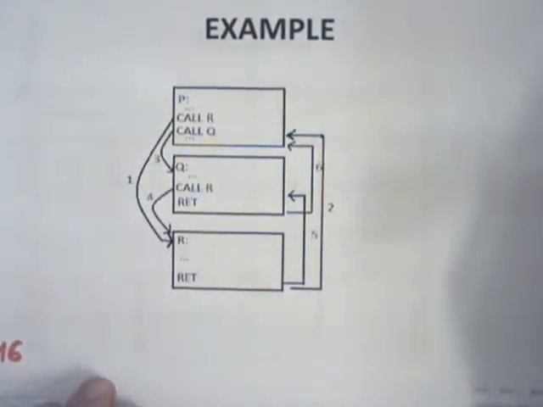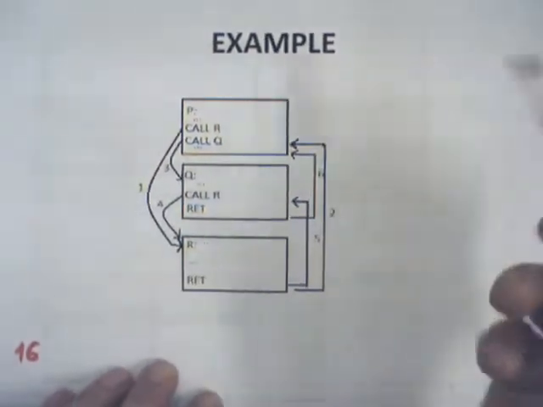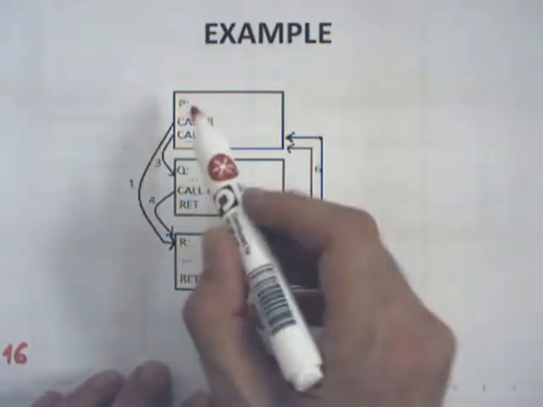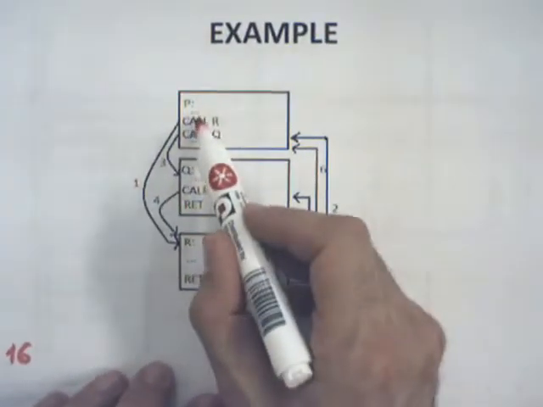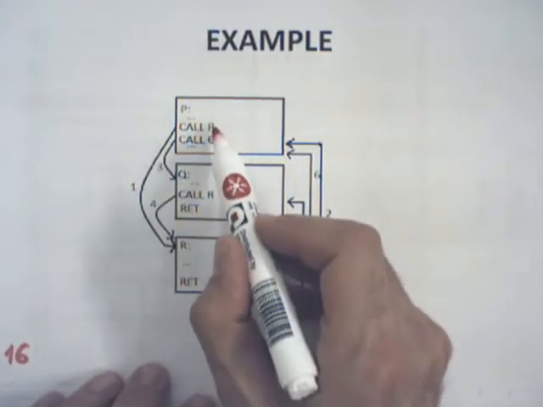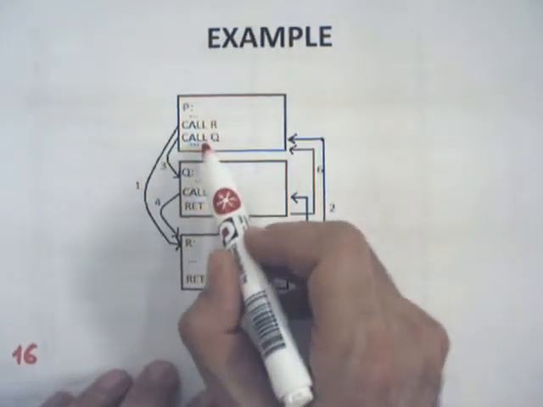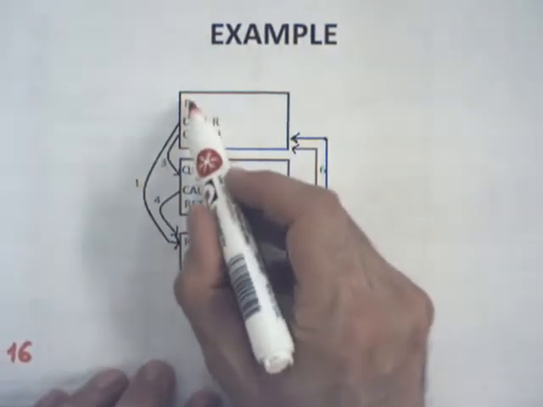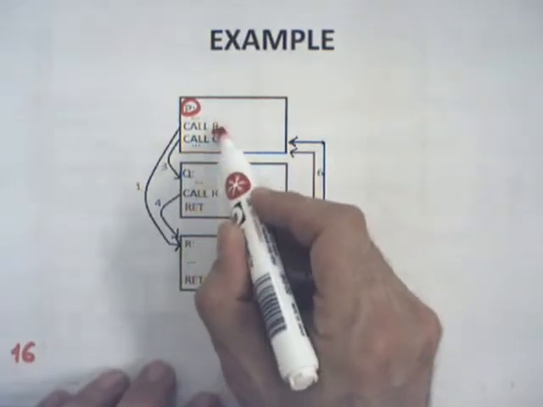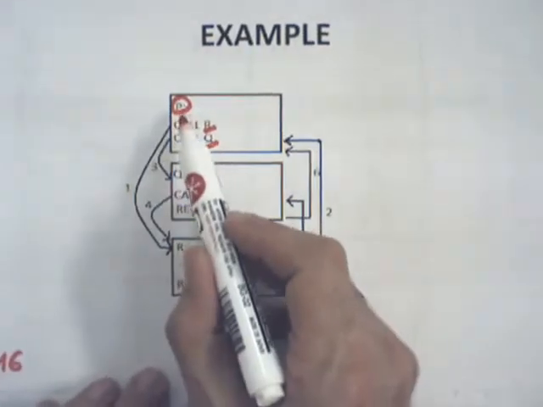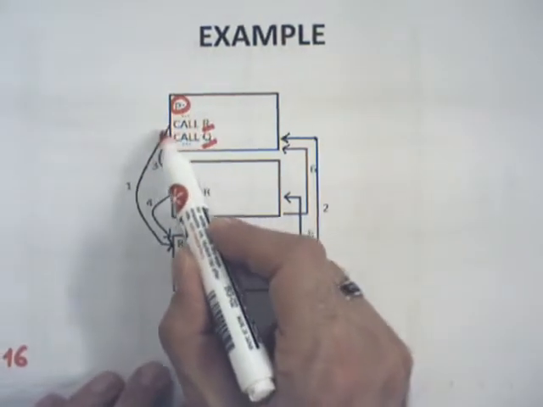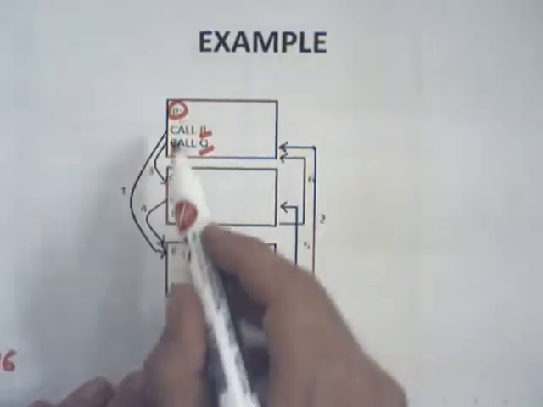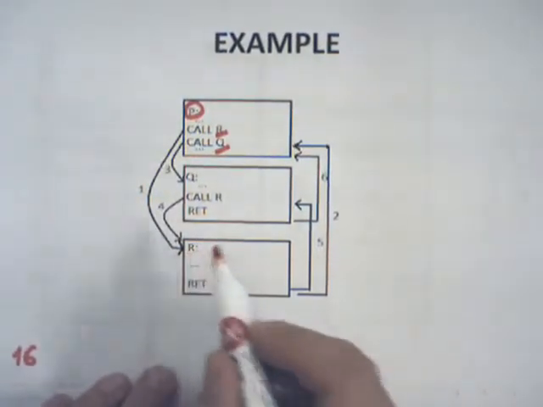For example, a conceptual diagram of a nested subroutine. We have a program portion called P. Inside P, we have two calls, subroutine R and subroutine Q. So P, subroutine R, and subroutine Q. In the first occurrence, subroutine R is called, so the program branches to R.